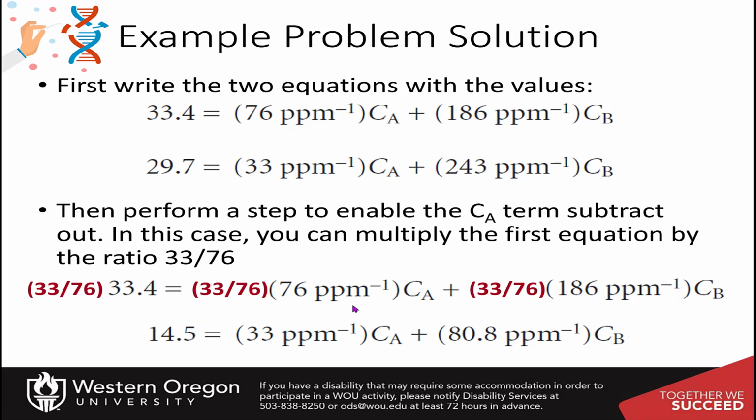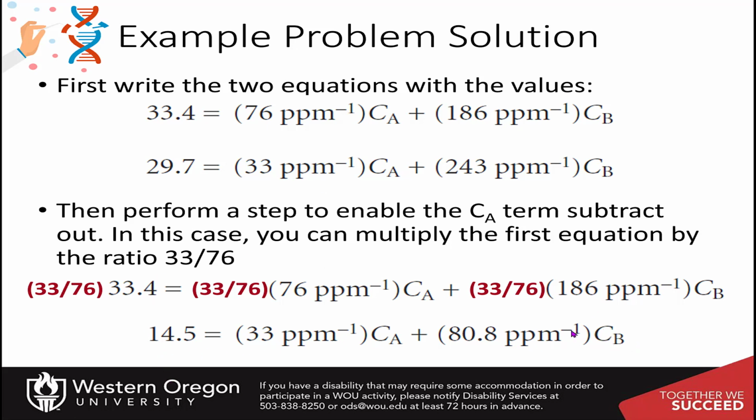But if we do that to this term, we're going to have to do that to every term in our equation. So we distribute that out, and then it's just like multiplying everything by 1, right? It's going to be that same proportion all the way through, and we do the math for that, and we end up getting our first equation: 14.5 equals 33 per parts per million Ca, and then 80.8 per parts per million for Cb.